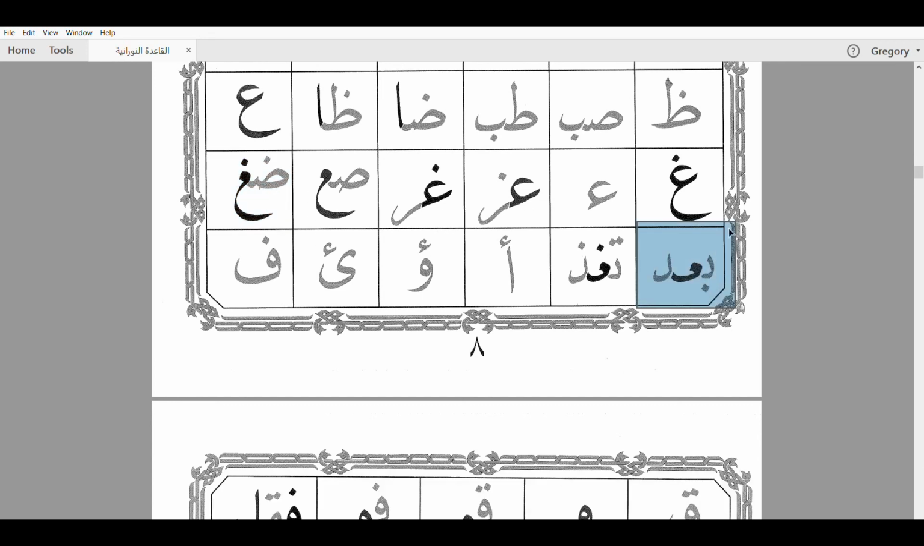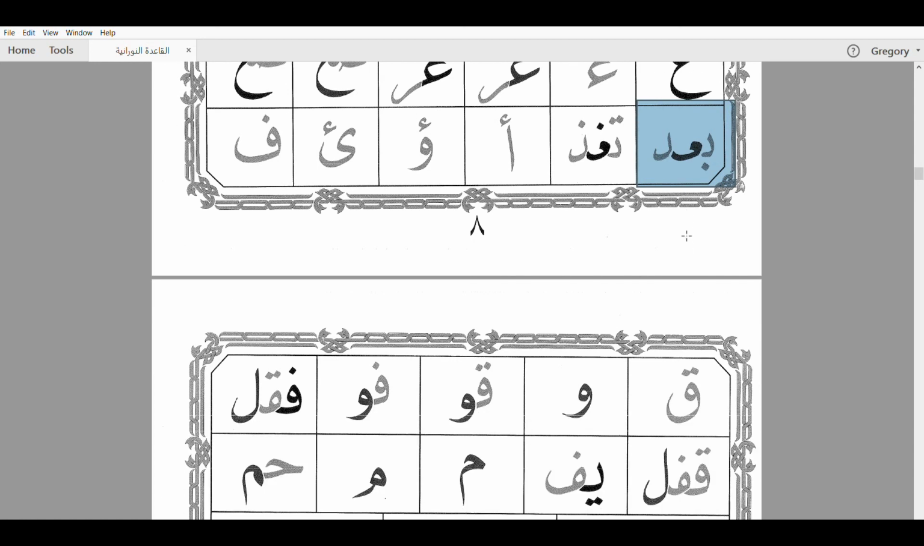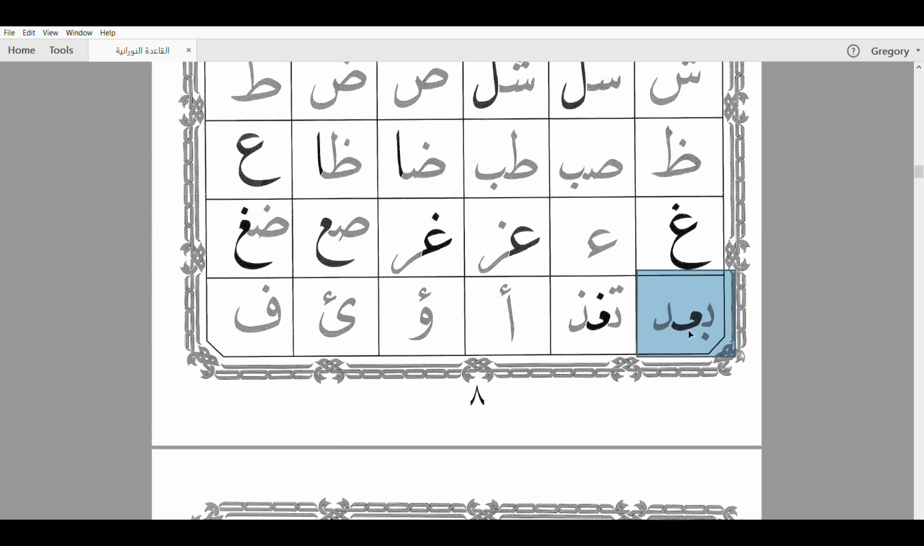Okay, this one? That's a ba. No, that's a nu. So this is the dot below, right? Ba. This is actually an ayin right here in the middle. Ba, and then this is not a lam though. It's too small. See how it's smaller? It's actually a dad. So it's ba, ayin, and dad.